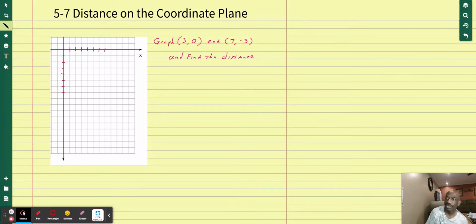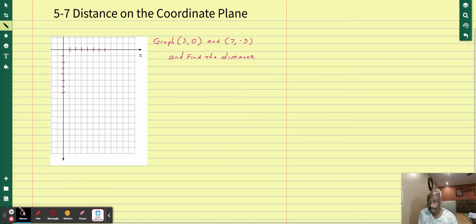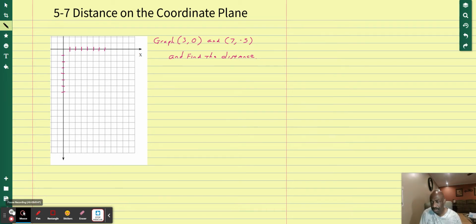All right, we are in chapter 5-7. This one's called distance on the coordinate plane. On this particular example, what we want to do is graph these 2 points, and we want to find the distance between the 2 points.